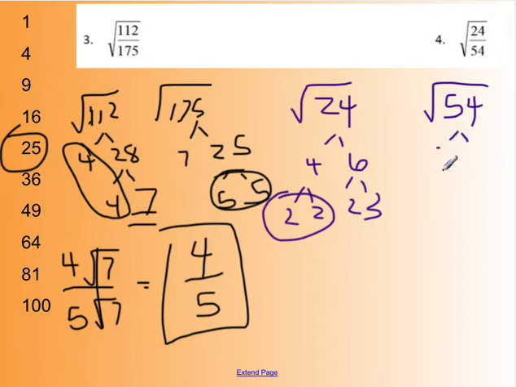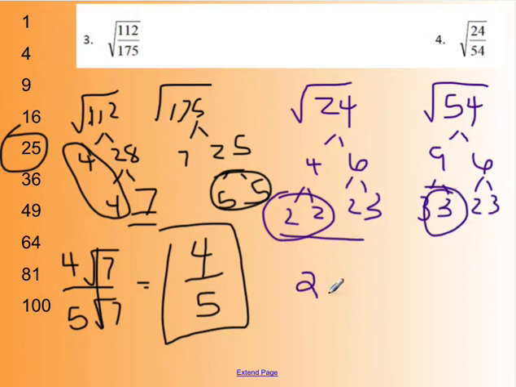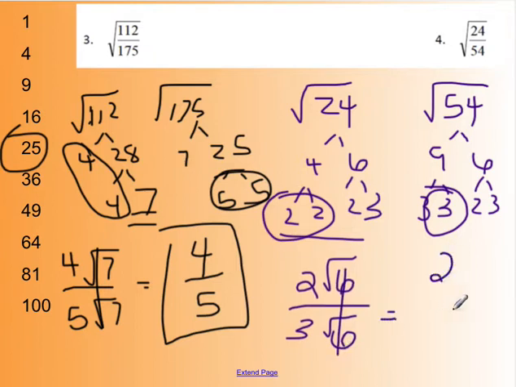54 will break down to 9 and 6. 9 breaks down to 3 and 3. 6 breaks down to 2 and 3. So I can go ahead and take out a pair of 3s. So for this radical here, I'm going to have a 2 on the outside, and left underneath the radical is 6. Then for 54, I can take out a 3, and left underneath the radical again is 6. So I'm going to cross off those square roots of 6, and then I'm left with 2/3 as my fraction.